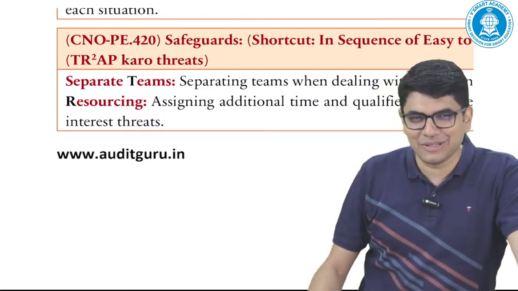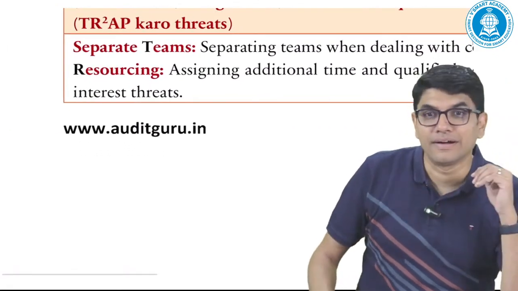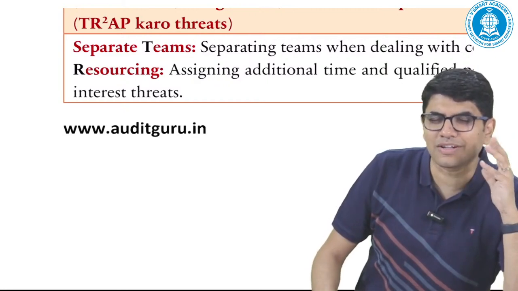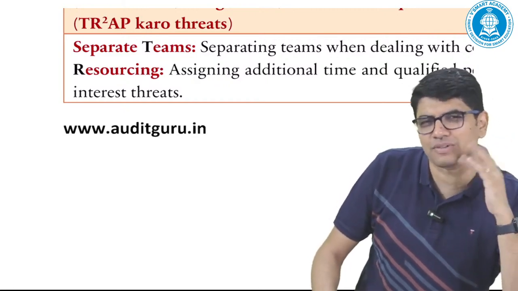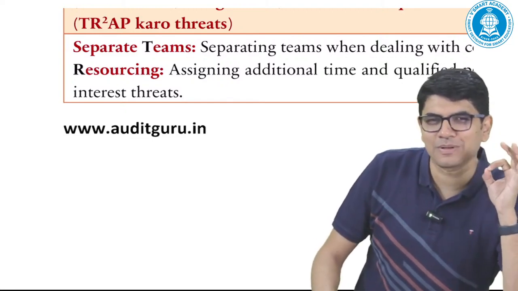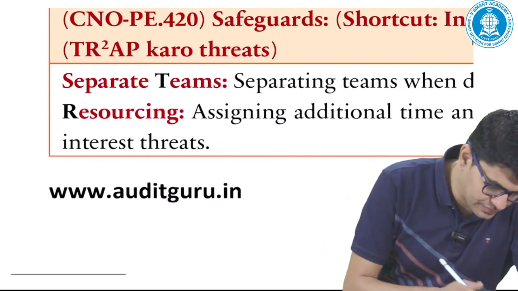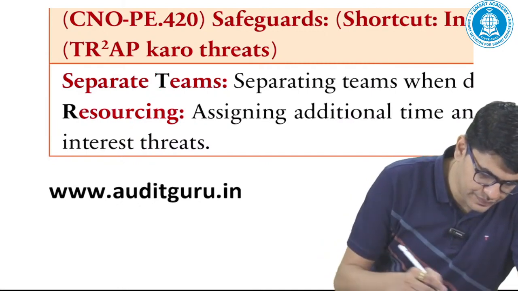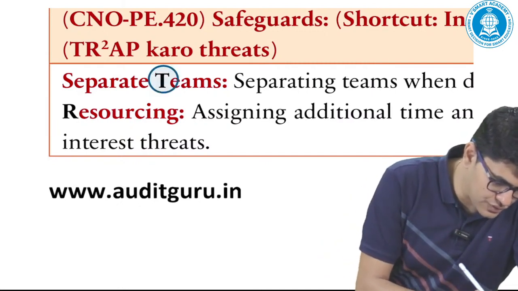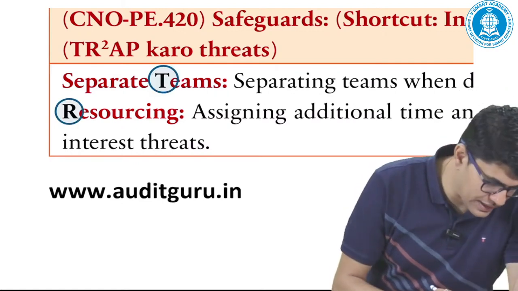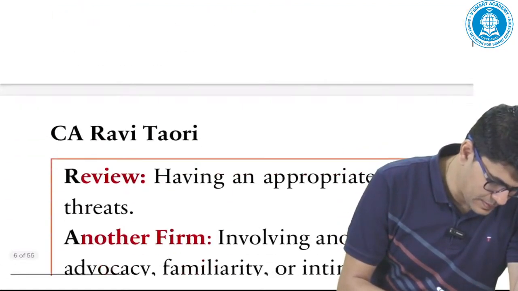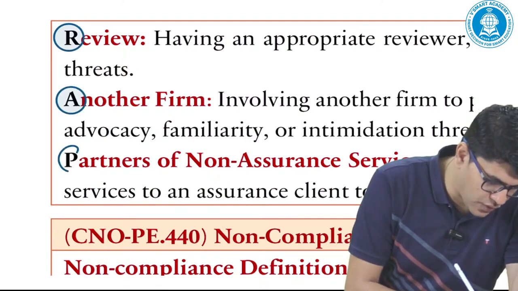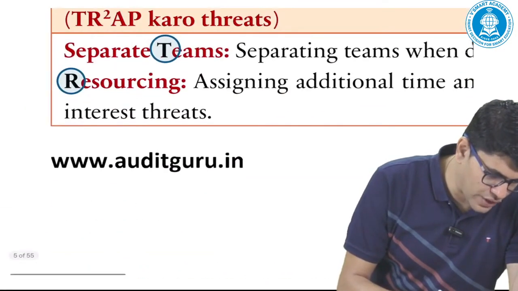Now let's see safeguards. Trap karo threats. TRAP is the shortcut. Karo is a Hindi word, it simply means trap threats. You can simply feel it as trap threats. Now, T is for teams. R is for resourcing. R is again for review. A is for another firm. P is for partner.